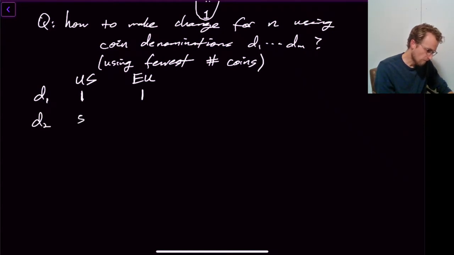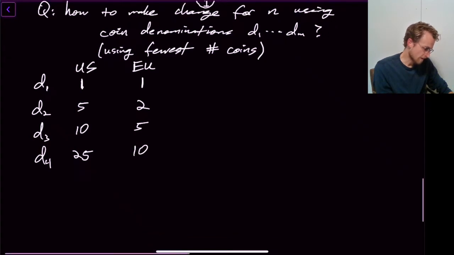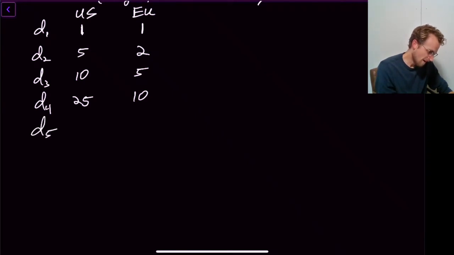D2 in the US is 5, the next largest coin we have is 5 cents. In the EU, they actually have a 2 cent coin. And then our next largest is 10, a dime. And in the EU, they have a 5. The next one for us is a quarter, a 25 cent. And the EU is way behind. Go America, because we're winning the coin race, I guess. D5 for us, if you are lucky, you'll come across a 50 cent piece that hasn't been picked up by somebody. And in the EU, they're still stuck at 20.